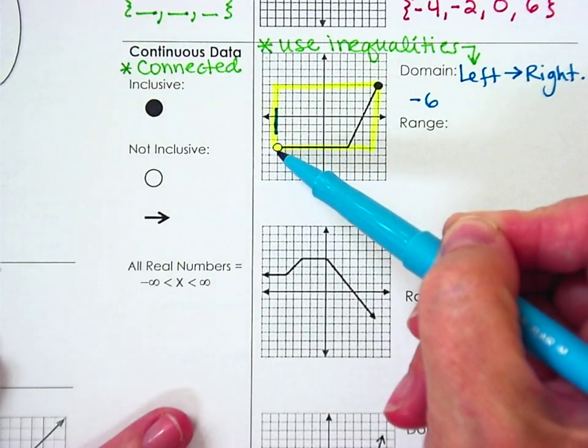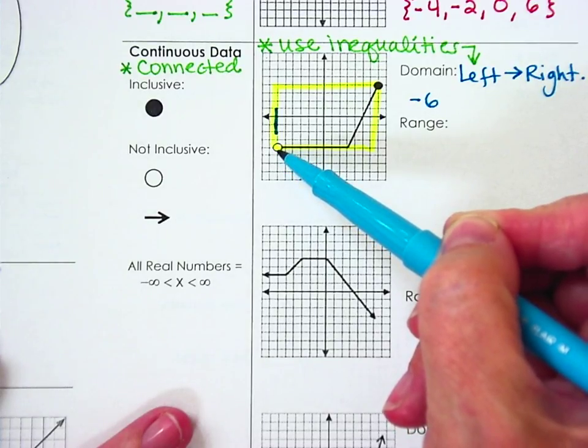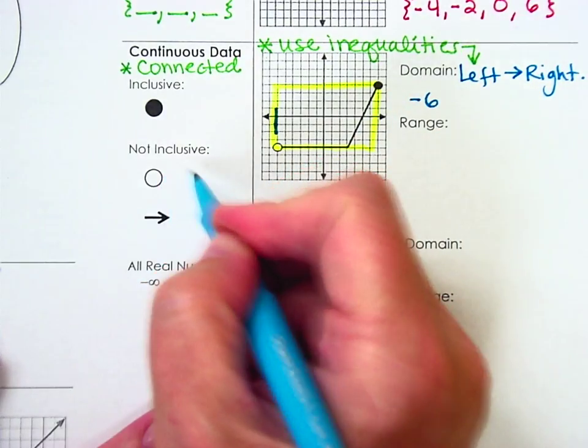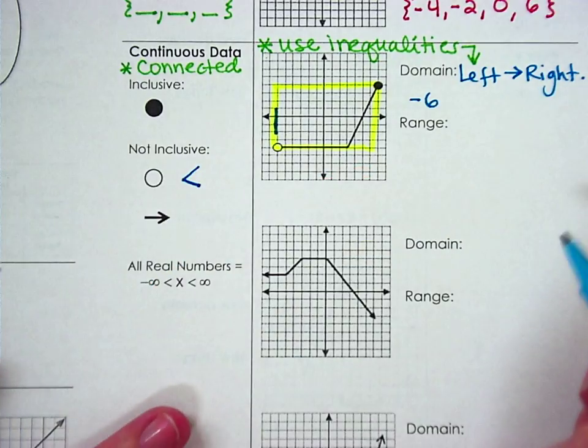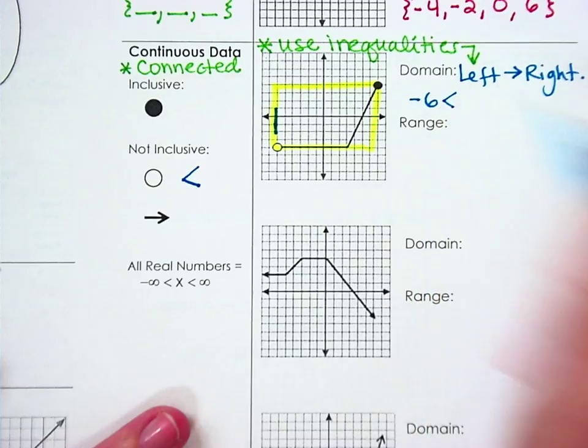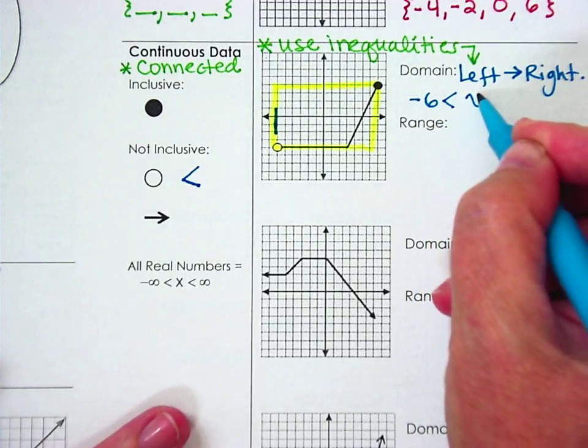In this case, the endpoint is an open circle. Because it's an open circle, it's not inclusive. That means that this graph does not have a value at -6. It just gets really close to -6. So when we have not inclusive values like that, we're going to use a less than symbol for the inequality. Now because we're talking about domain, we're going to put an x in there.